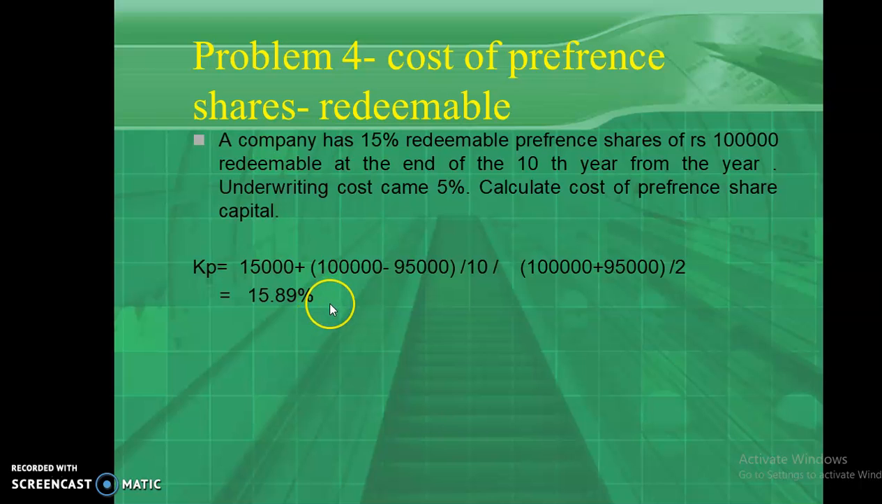15.89%. The same formula. What is that? Instead of I, you are using here D. D plus MV minus C divided by N, whole divided by MV plus C divided by 2. This is the same formula that you used in cost of redeemable debentures. Okay. This is for preference shares. Only one difference. Here dividend is coming. In the debentures, interest is coming. That's the only difference.